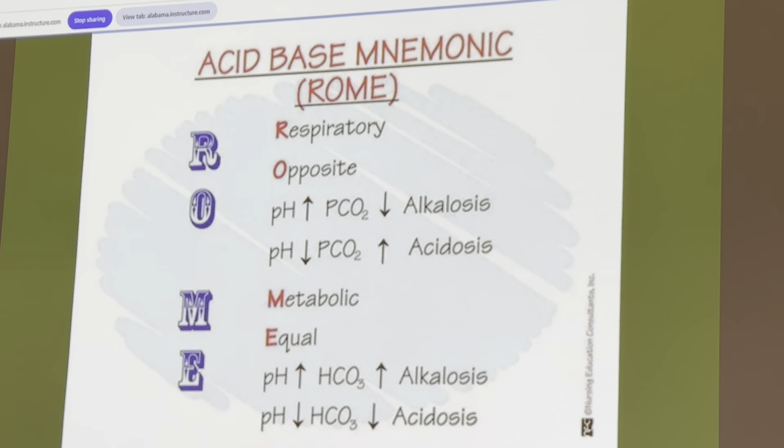So things that are going to cause me to hypoventilate, things that are gonna restrict my airflow, causing me to retain CO2, driving that CO2 level up and driving my pH level down. That's what respiratory acidosis is gonna represent for us.